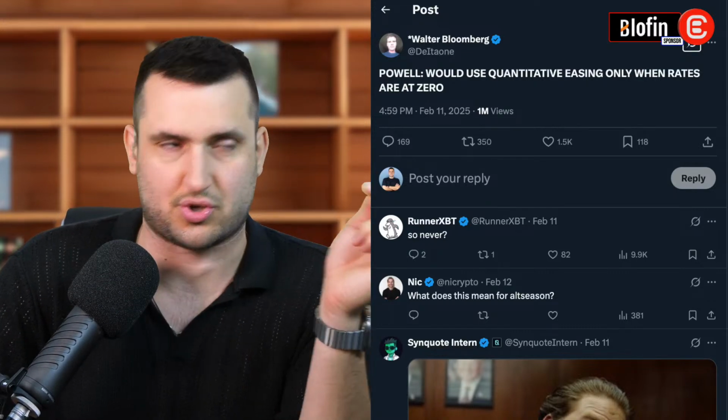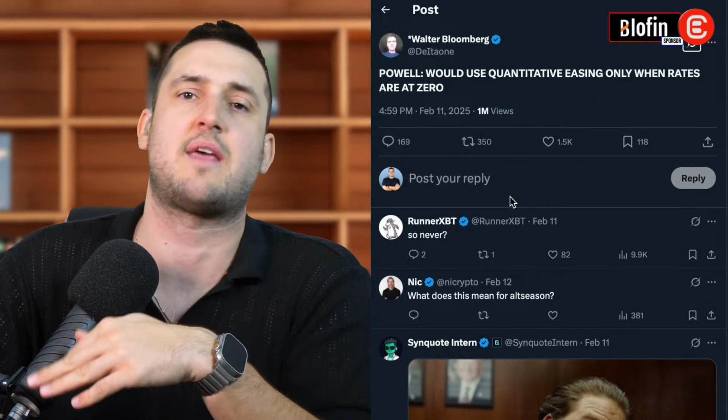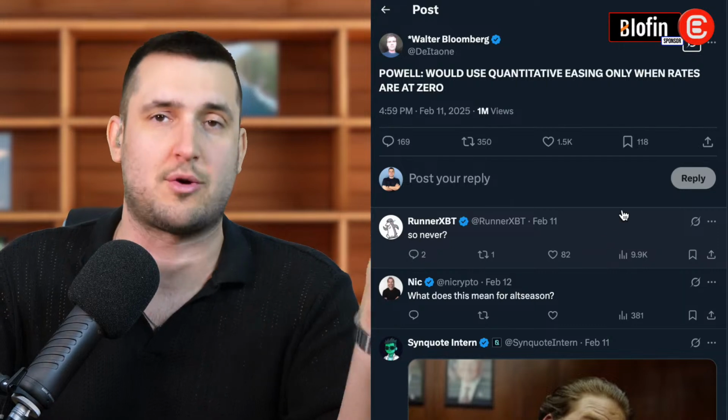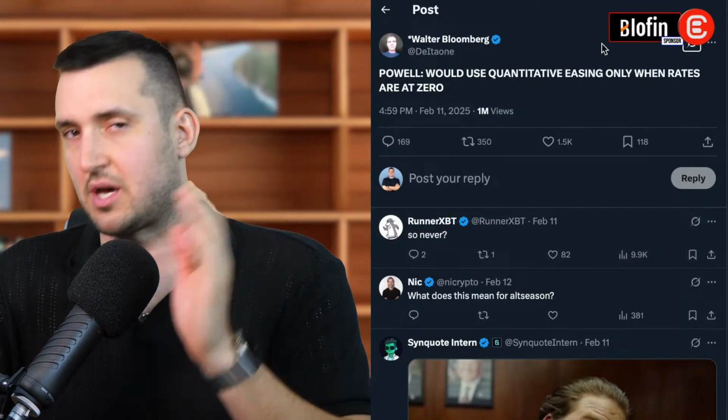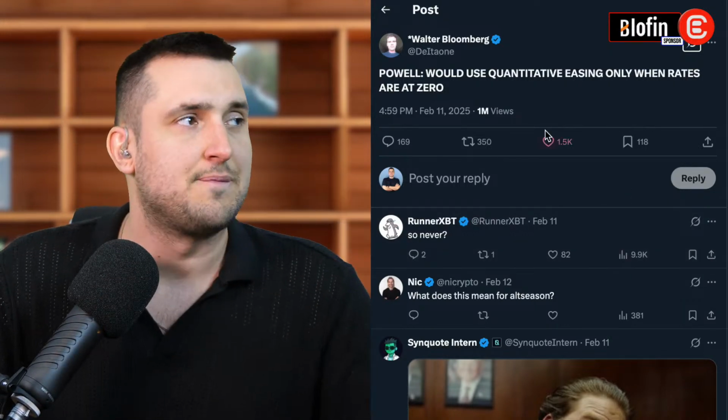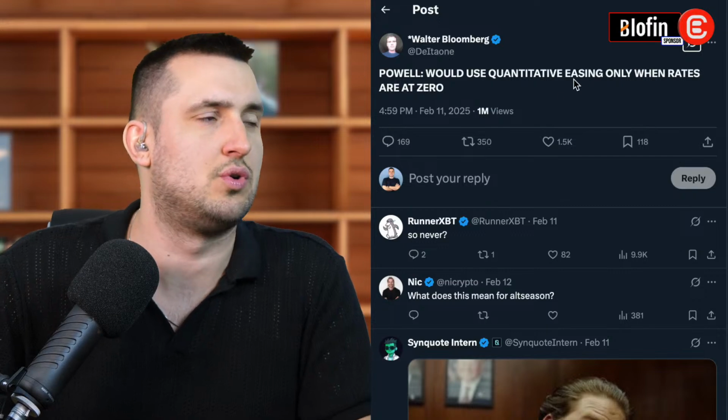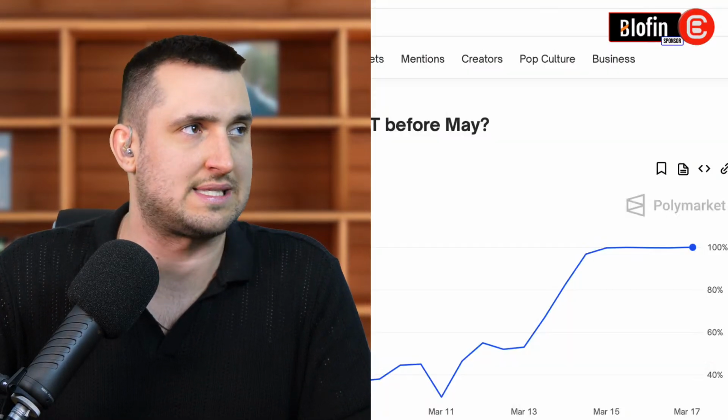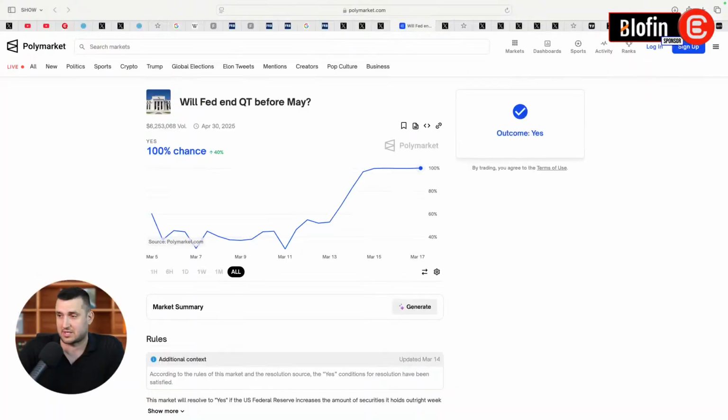I don't believe this is true because rates will not go to 0 in a very long time. And I do think that there will be quantitative easing happening because of Trump, because of everything else that's going on. So anyway, he said that he would use quantitative easing only when rates are at 0. Now, here is the important and interesting part.